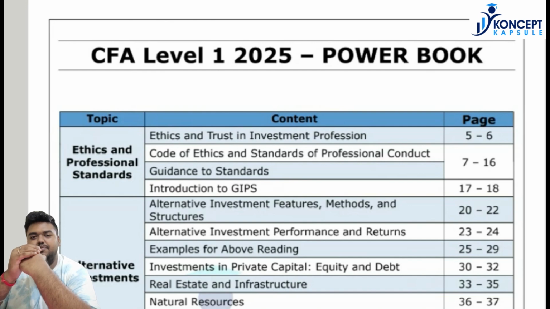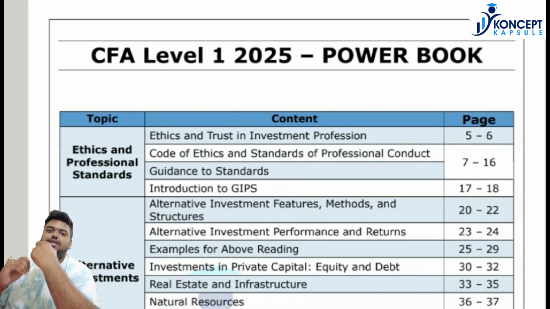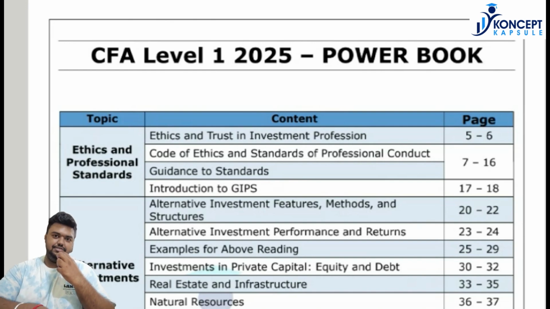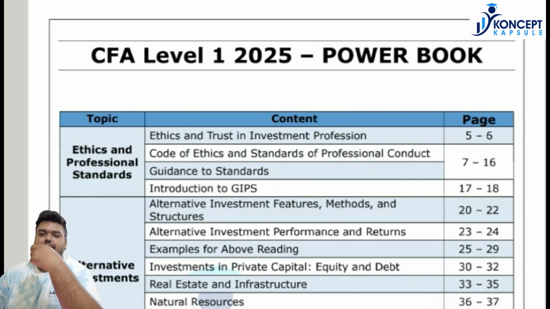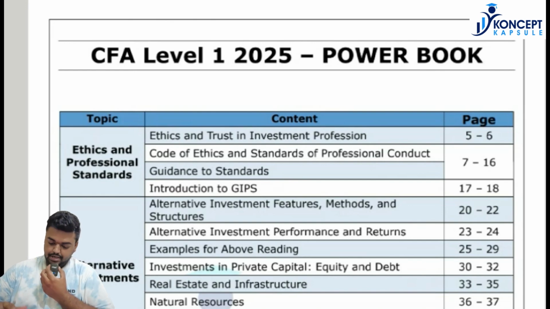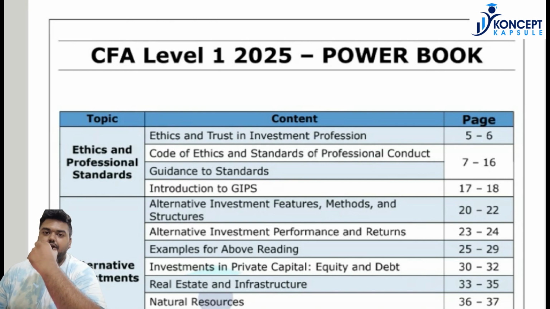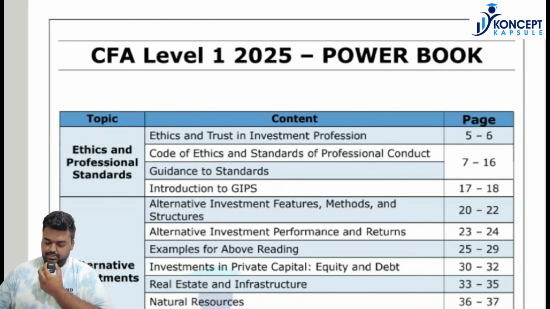In today's class, we will be doing a topic in ethics and the name of the topic is Global Investment Performance Standards. This class will be applicable for both 2025 and 2026 because the syllabus for 2026 has not changed and it is exactly the same as 25. Okay, so the topic that we are doing today is Global Investment Performance Standards.